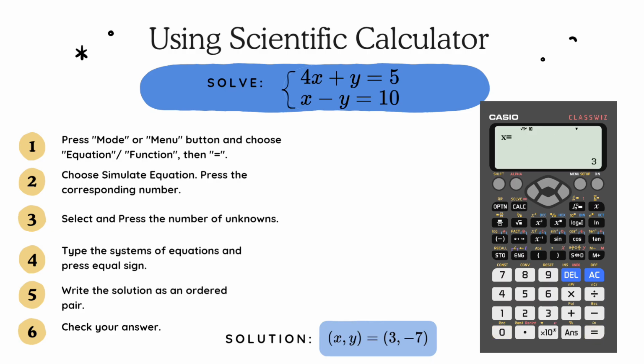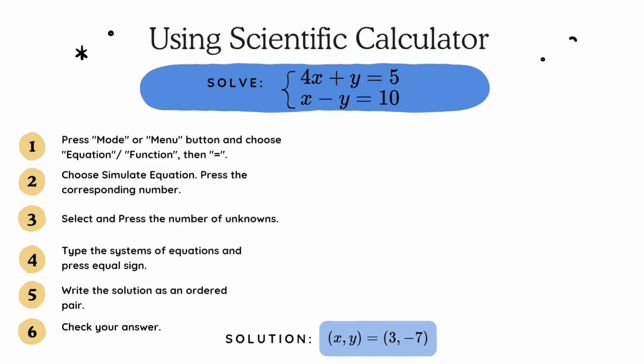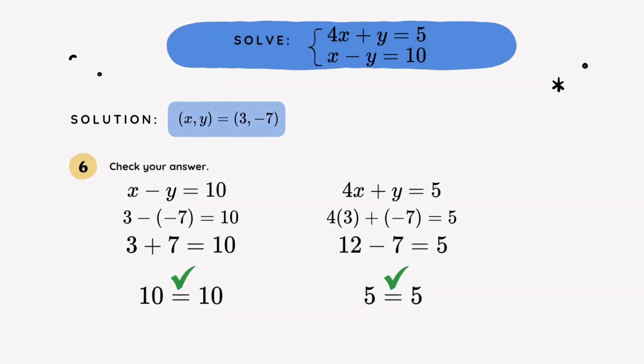We have now x is equal to 3 and y is equal to negative 7. You may now write the solution as an ordered pair. Same lang siya ng nakuha nating sagot kanina manually. Therefore, we already know that our answers are correct.